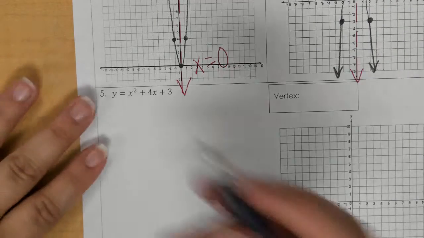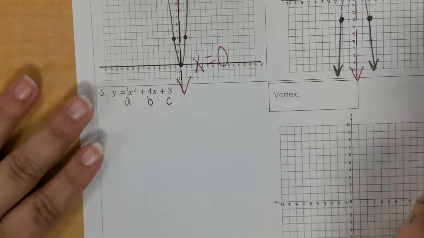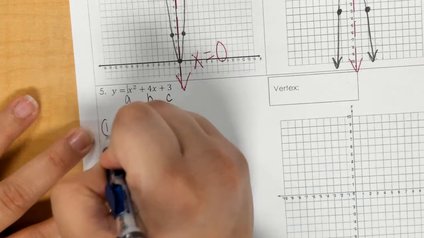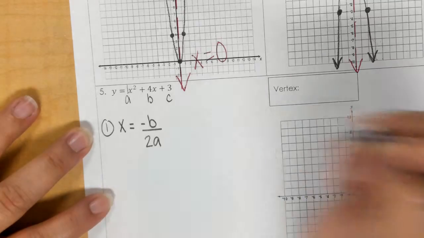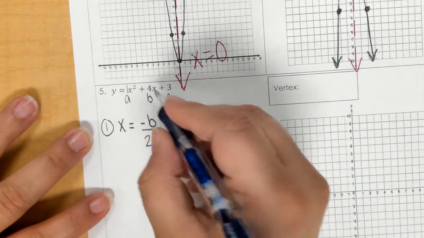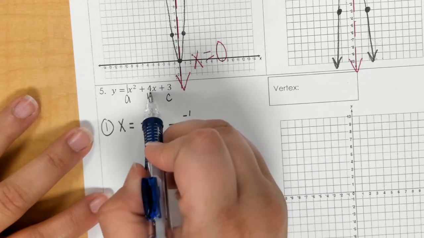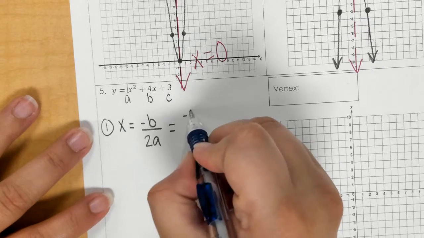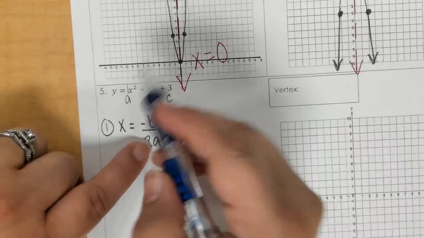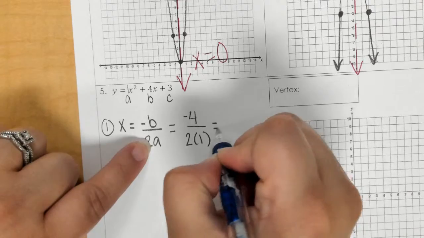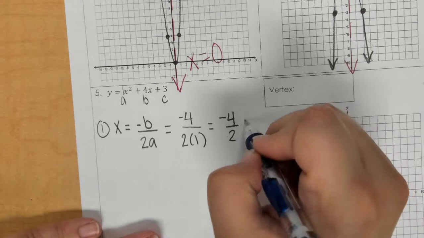Last problem, we want to label A, B, and C. First step is I want to plug in to this formula. So 4 is positive. If I plug it into here, it becomes negative. So negative 4 over 2 times A, which is 1. So this becomes negative 4 over 2, which becomes negative 2.